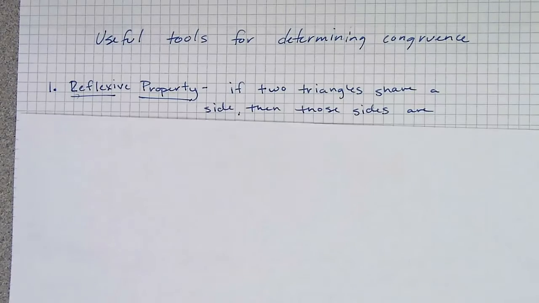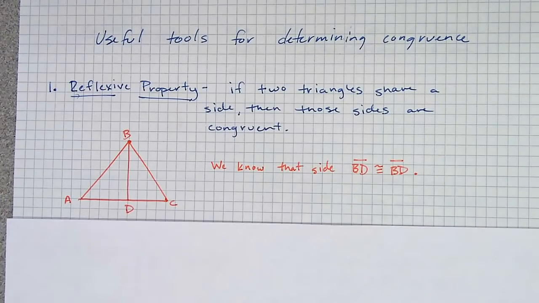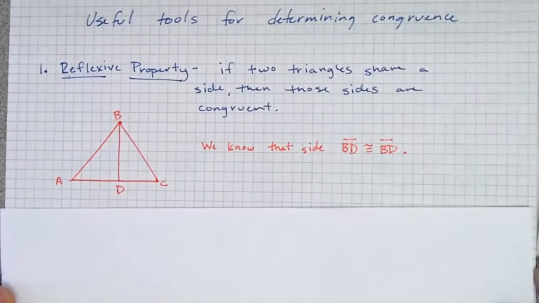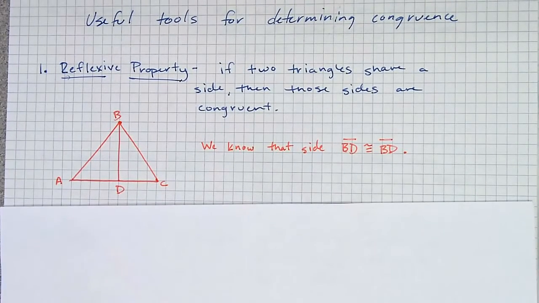All right, so we got about 10 different things to take a look at today as far as how we can help determine if triangles are congruent. Some of these things are simple, some of them a little more complex. Okay, first one is what is referred to as the reflexive property.